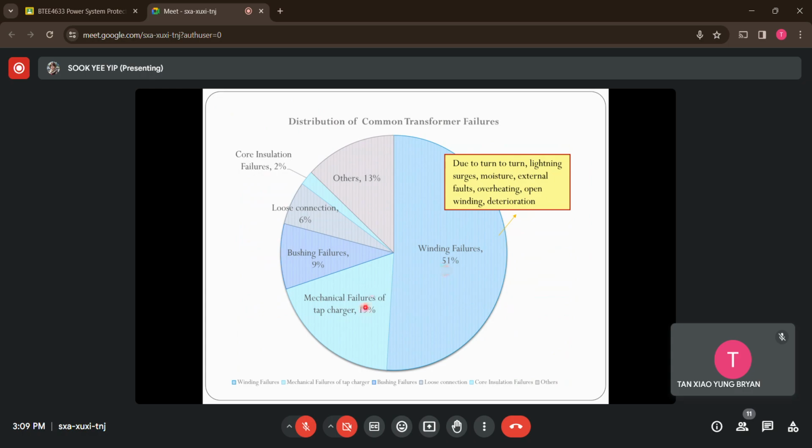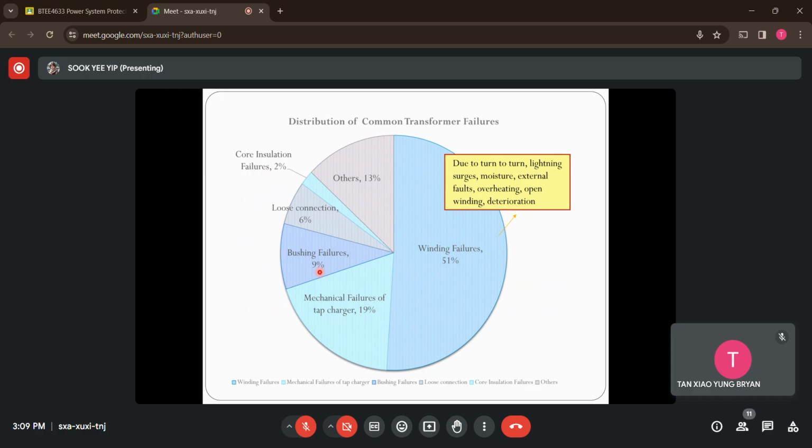The next one, you could also find mechanical failures in the tap changers, which stands at 19%. So what is a tap changer? This is a component in the transformer that we use to regulate the voltage value, either step up or step down, by changing the number of winding turns and hence the turns ratio. So you are changing the position where you want to tap on the transformer's winding. This component can be damaged as well, at 19%.